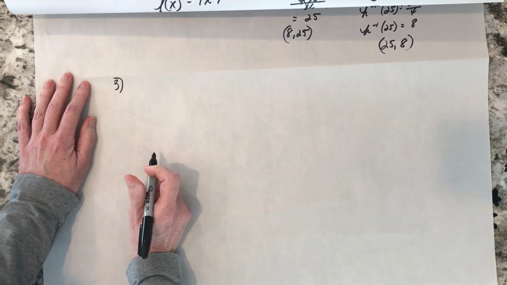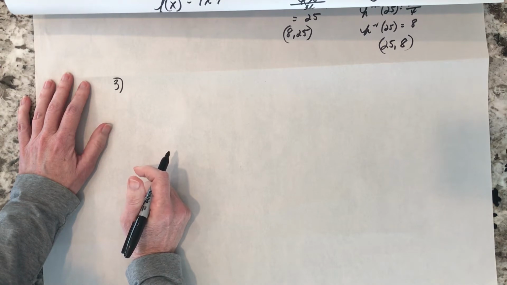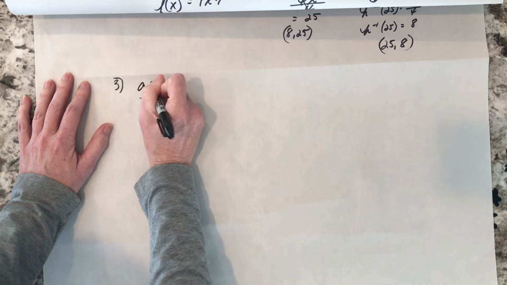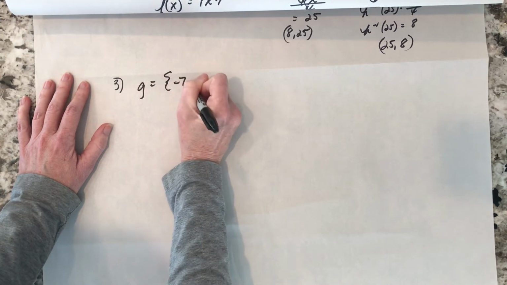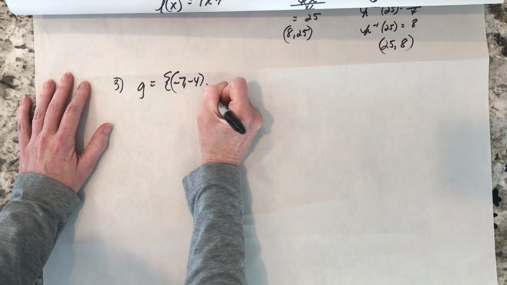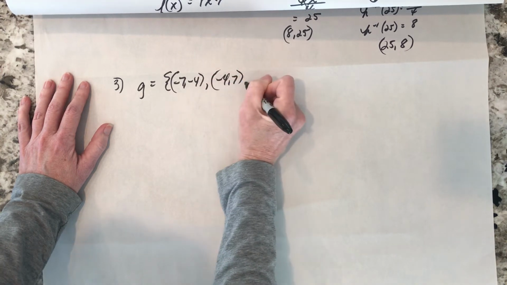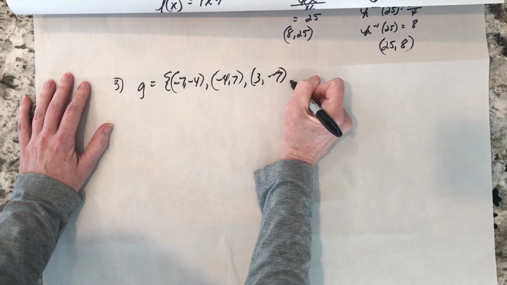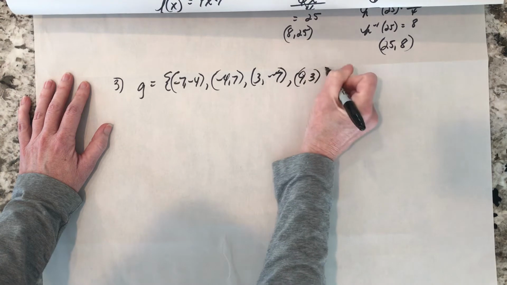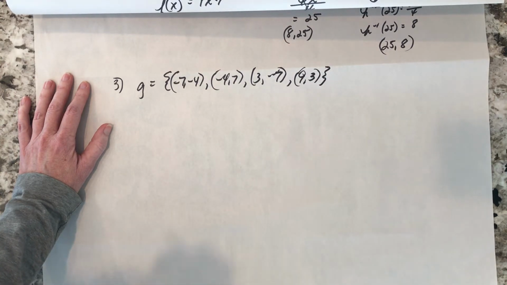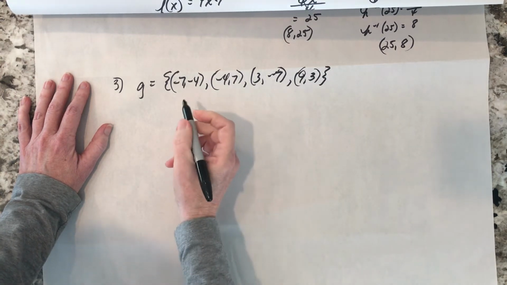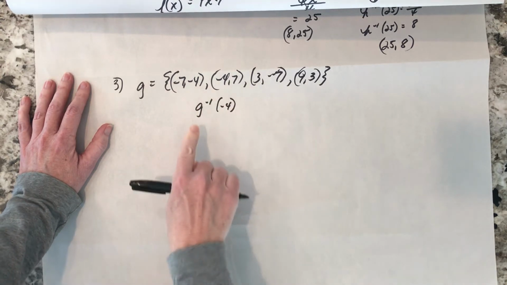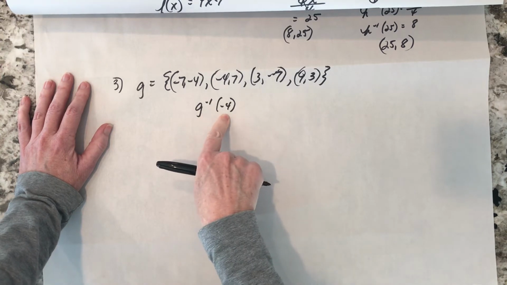Number 3 says, for the following function g, find the inverse of g for -4. So they're telling you the set of g is composed of the point (-7, -4), the point (-4, 7), the point (3, -7), that's a mess there, but we're not going to use it anyway, so it's okay, and the point (9, 3). So they are asking you what the inverse function for -4 is.